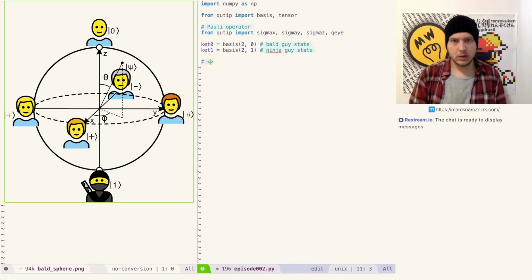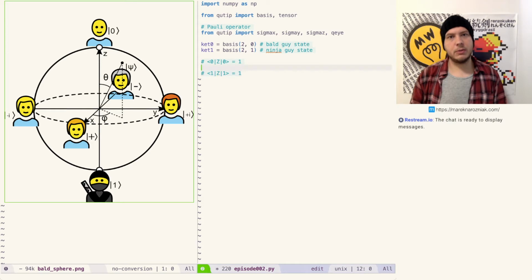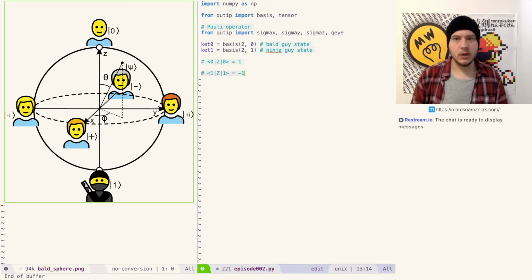So this is overlap 0 with 0, right? And we know from the previous episode that this is 1 because we tested it together. If we put z inside of it, that should still be 1. Will it be the same for the 1 state? For 0 it pulls out 1, for 1 it pulls out negative 1, so this will be negative 1. Okay, and what about different operators?